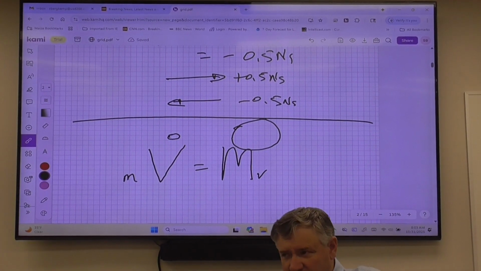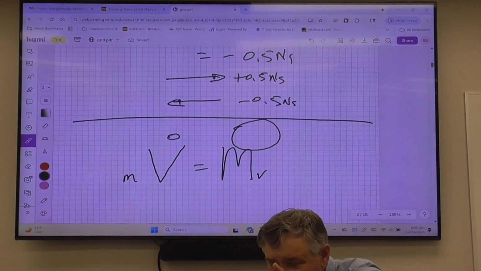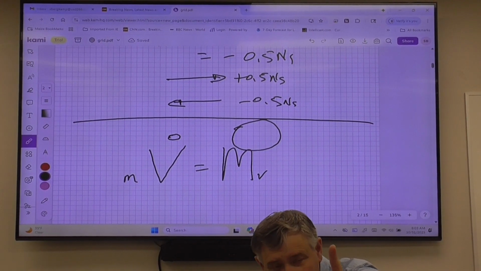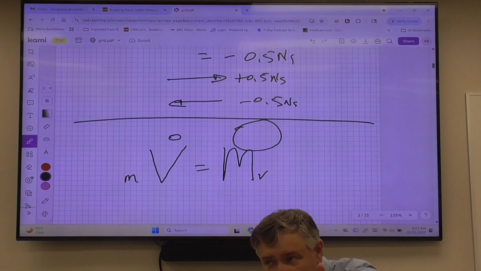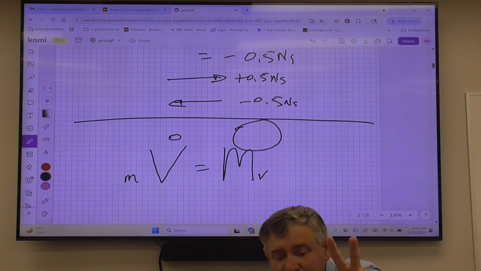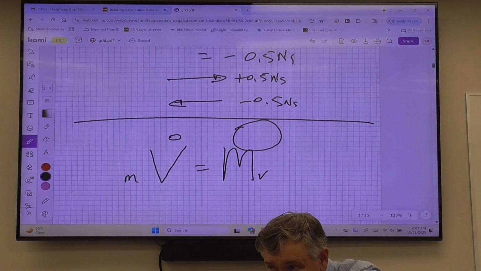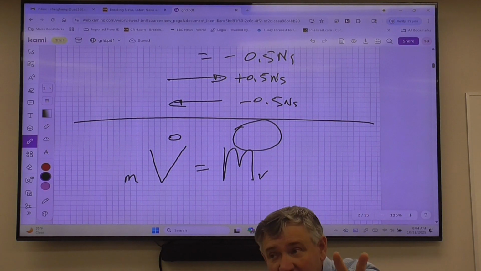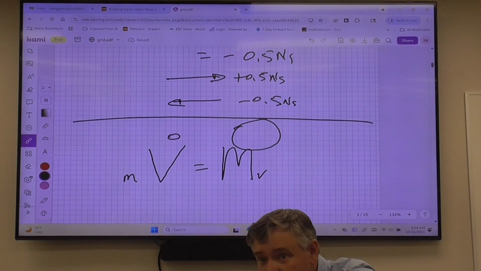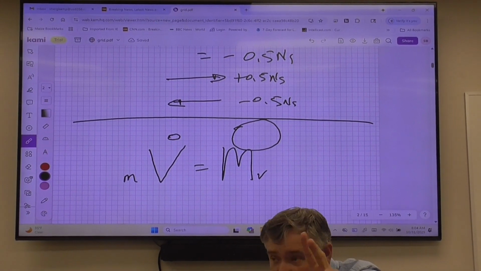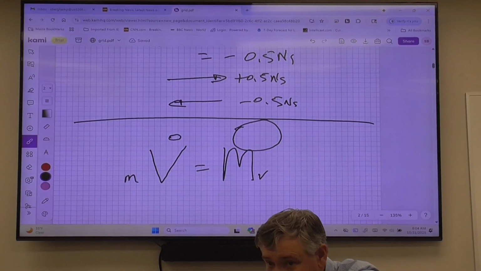So here's the story. Objects that have different mass can never have the same inertia, because the only thing that determines inertia is mass. But two objects with different masses can have the same momentum, because there are two things that affect momentum, and that's mass and velocity. Got that idea? Yes.